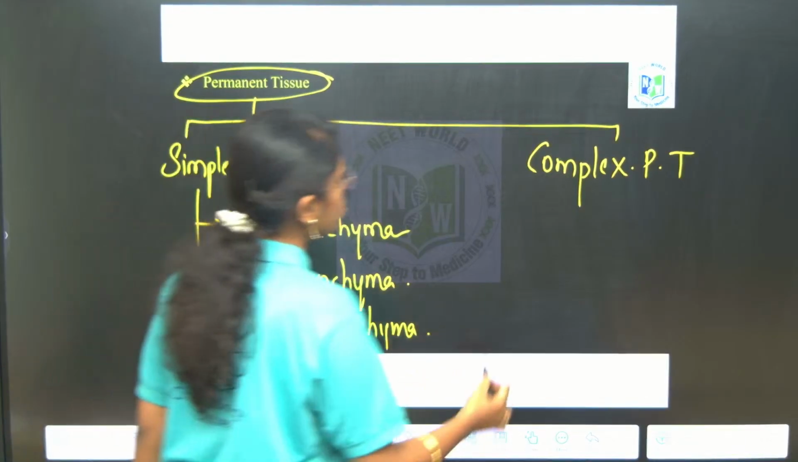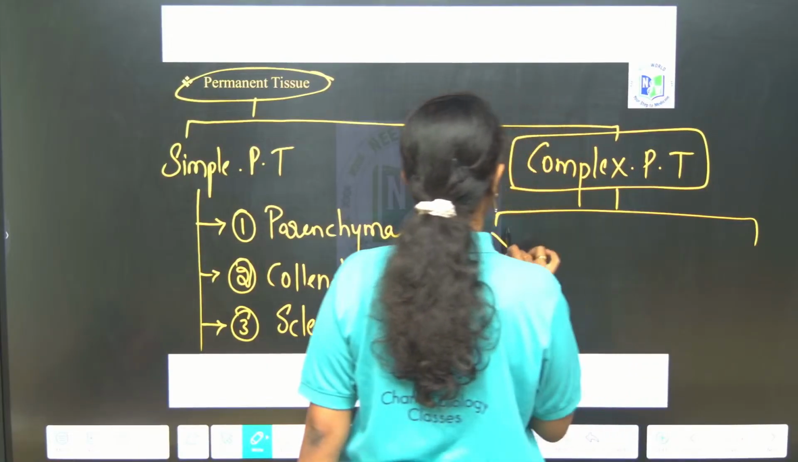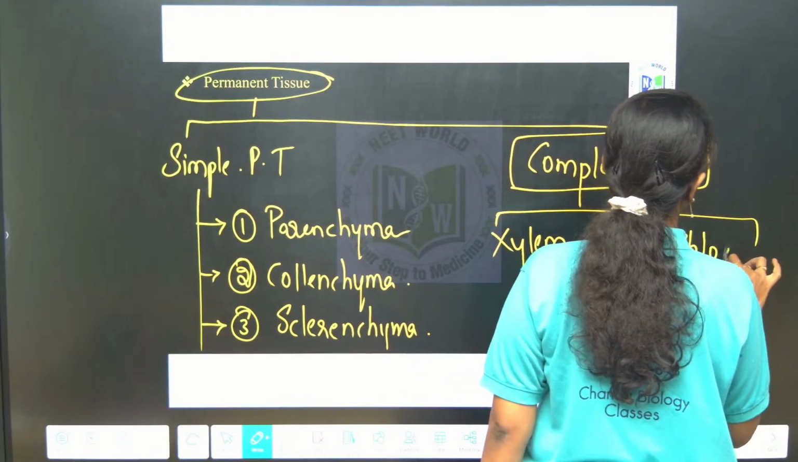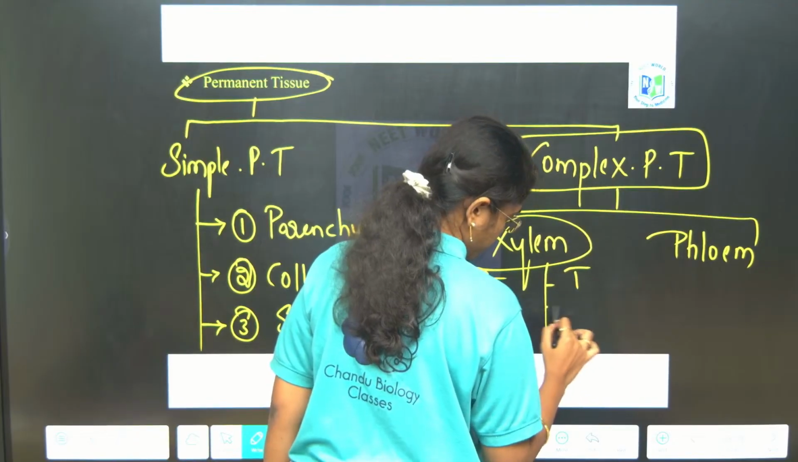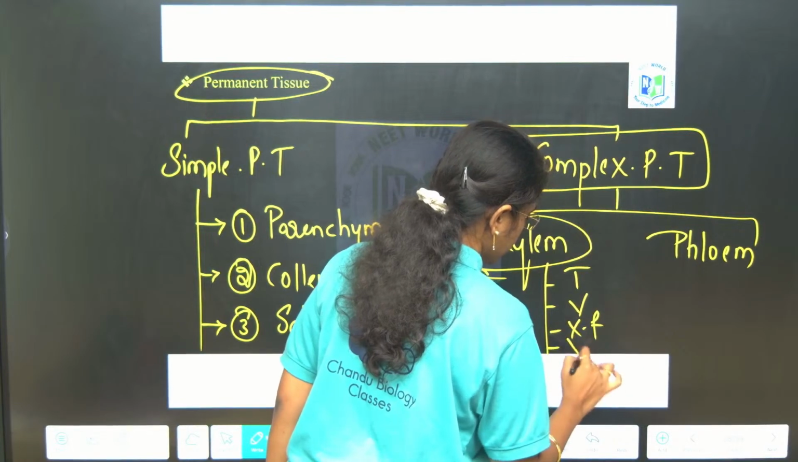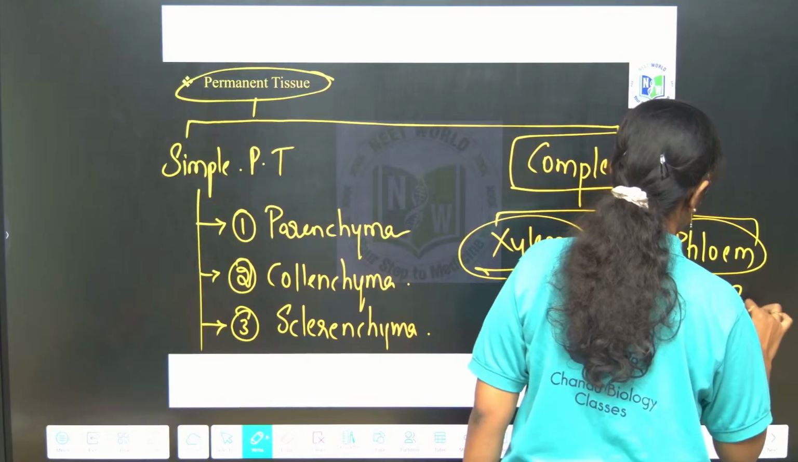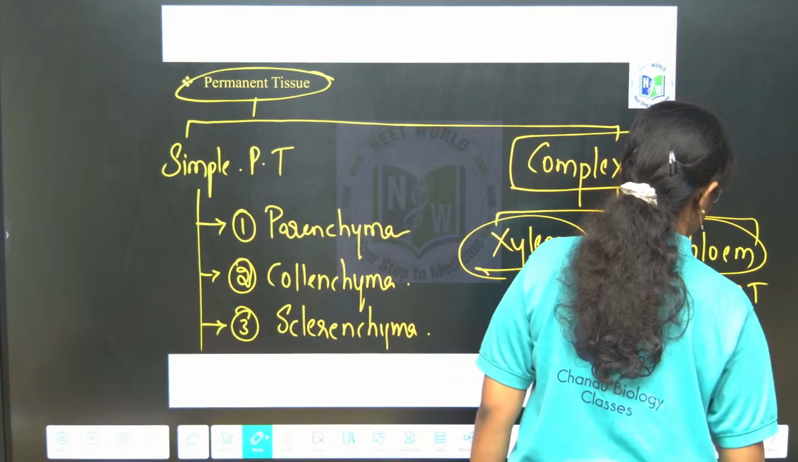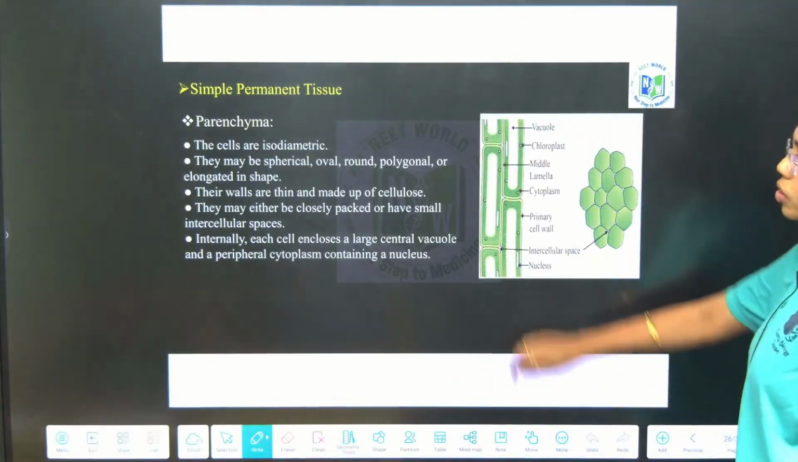Complex permanent tissues? Xylem and phloem. Xylem has 4 different types of tissues. What are they? Tracheids, vessels, xylem fibers and xylem parenchyma. Phloem has 4 different types of tissues. What are they? Sieve tubes, companion cells, phloem fibers, phloem parenchyma. Next, simple permanent tissues.